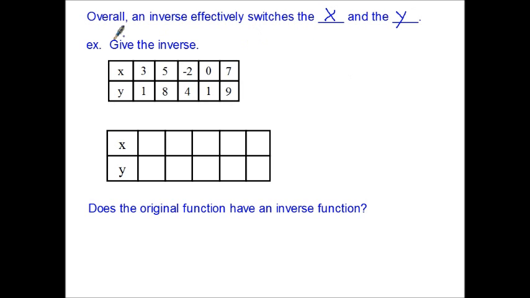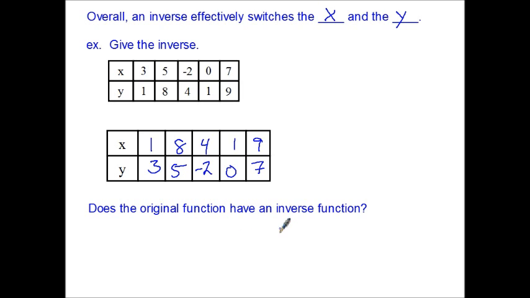So if I've got something as simple as a table giving a bunch of ordered pairs, and I want the inverse of it, well, the inverse of (3, 1) would simply be (1, 3). And then I could do something similar with that. (5, 8) turns into (8, 5), (-2, 4) becomes (4, -2), (0, 1) becomes (1, 0), and then (7, 9) becomes (9, 7). Woohoo! Alright, but now, does the original function have an inverse?